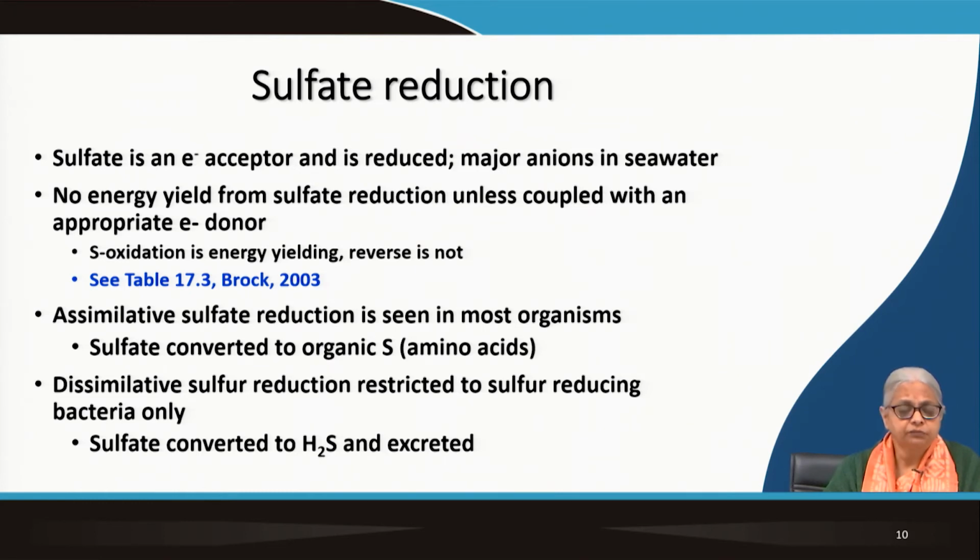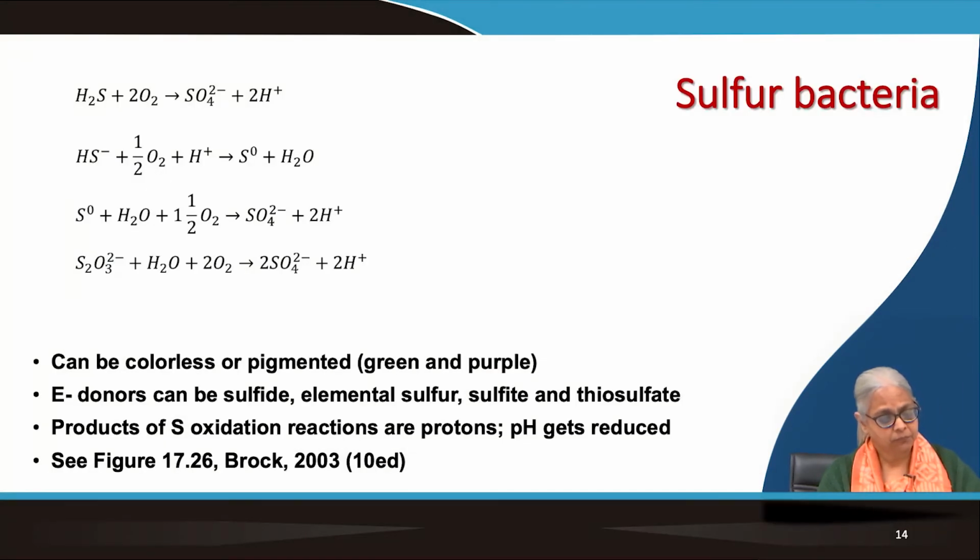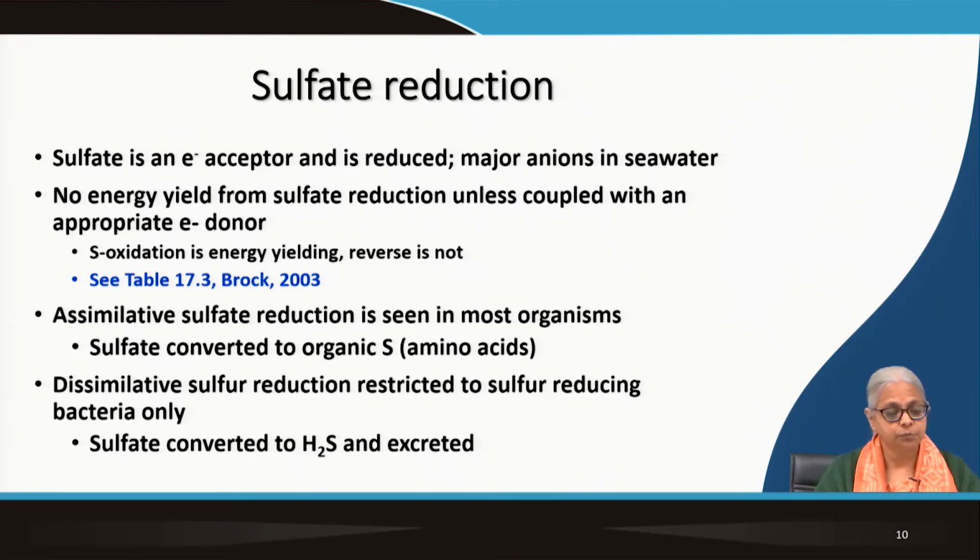electron donor. So sulfur oxidation is energy yielding, but the reverse reaction is not an energy yielding reaction. You can refer to another table. If I were to show you this particular set of reactions, hydrogen sulfide to sulfate has a delta G that's negative. It's a high number and it's a negative delta G. So energy can be obtained, but sulfate going to sulfide is going to be positive, and therefore it's not an energy yielding reaction. So it has to be coupled with the right electron donor, and I'll show you examples later.